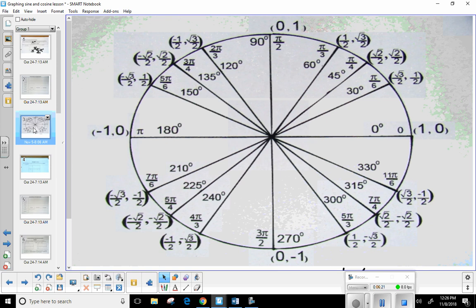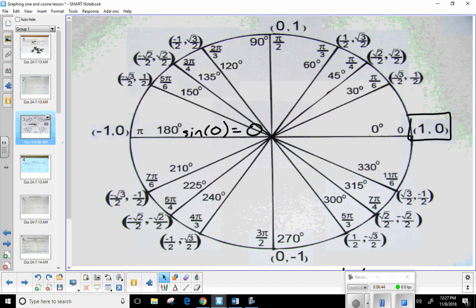So let's say I want sine of 0 radians. Okay, so remember, it's just like our happy minutes. I know exactly where I'm going to stop. It's at 0 radians. Here's the ordered pair. What does sine want? It wants the y value. Well, what's the y value at the ordered pair? 0. So sine of 0 is 0, right?